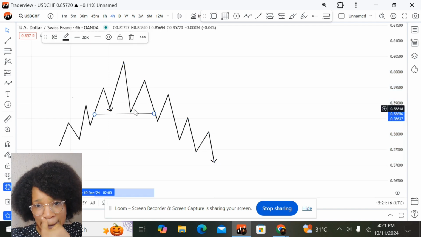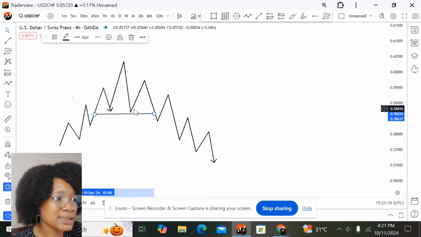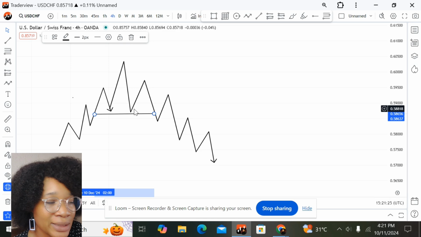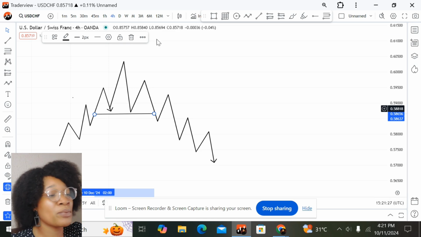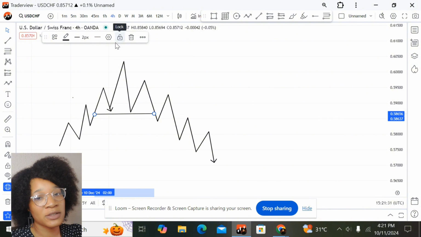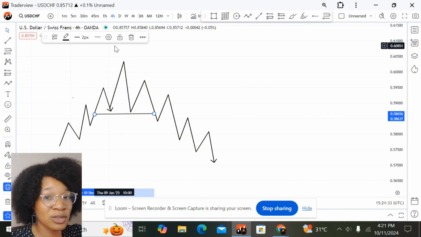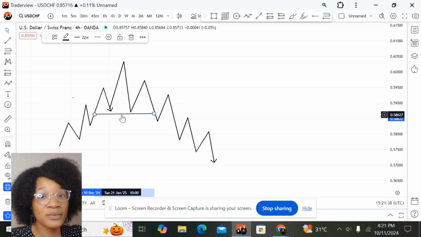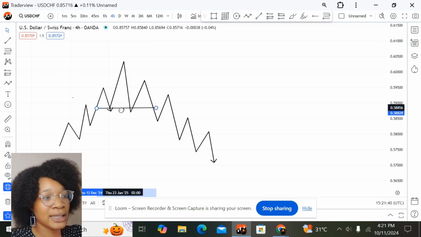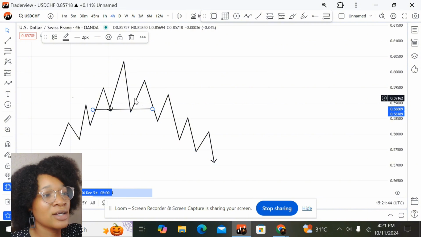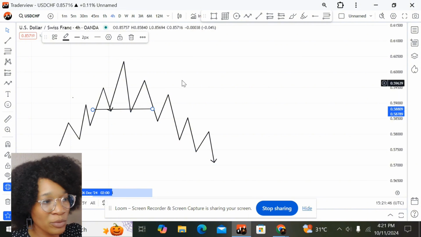Whether you see it as a diagonal neckline or a horizontal neckline, just be able to spot where the neckline is. Because if you trade that kind of chart pattern, if you use it as a confluence for your entry, you would need to be able to spot the correct neckline or the correct place where price will come back to retest and then continue the sell movement.